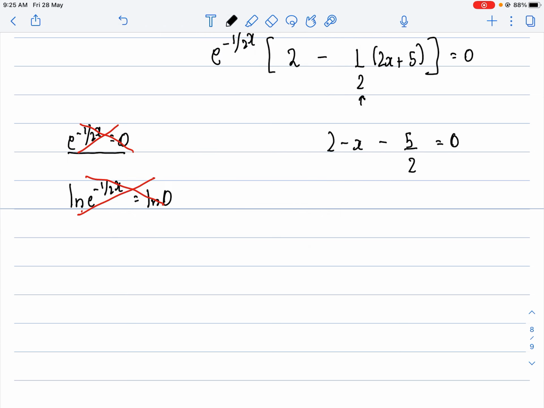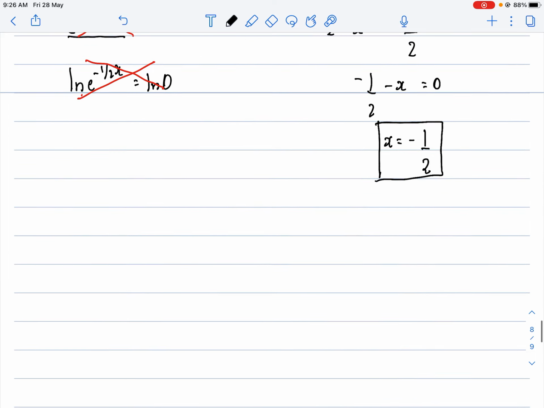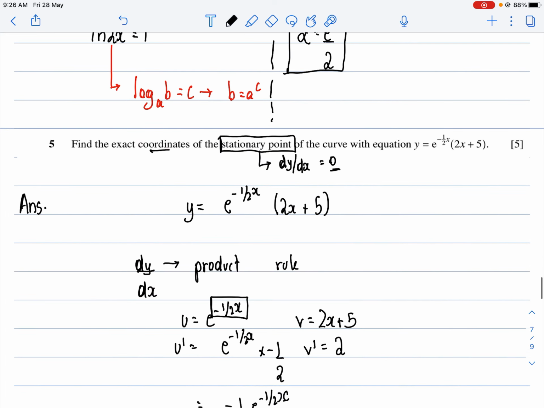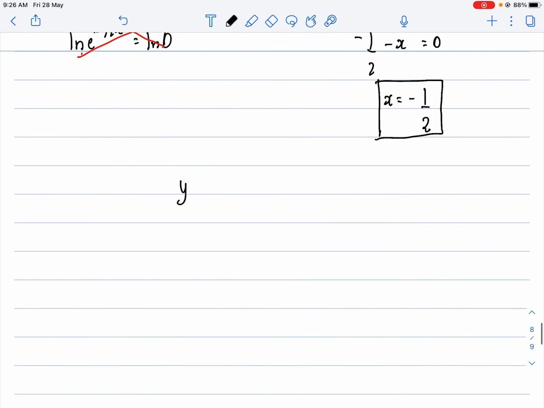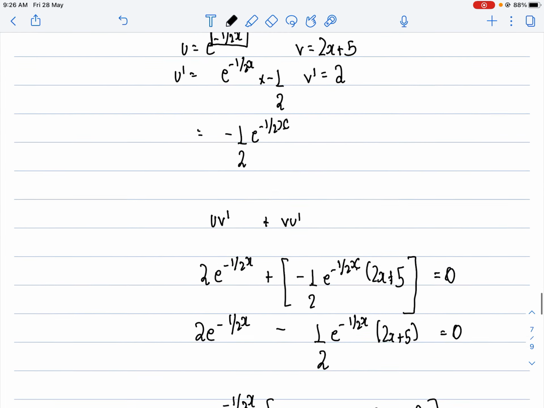Now 2 minus 5 by 2 will give me minus half minus x, which is equal to 0. So I'll get my x as minus half, which is the value of x. But now I need the coordinates here, correct? That means the x and y both. So I know my equation, which is y equals e raised to minus half x, into 2x plus 5.